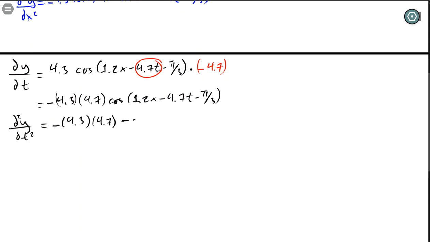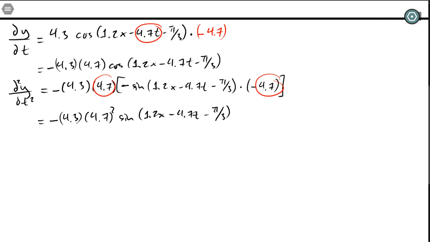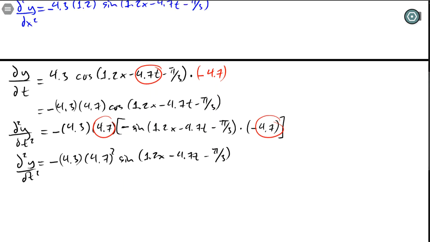Now this is a minus sign, times a negative 4.7. Boom. And so the second derivative ends up being still a negative. And I'm just going to gather all the 4.7s up front, and you'll see why we didn't multiply it. Just 4.7 squared times sine of the same argument. And there we go.